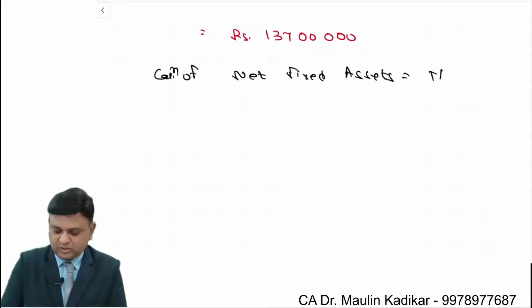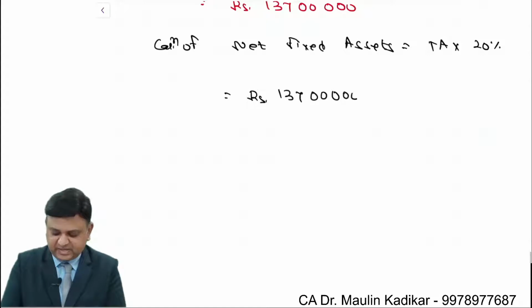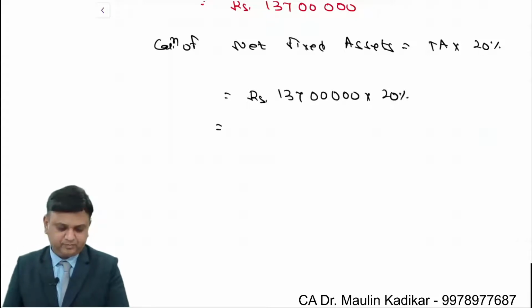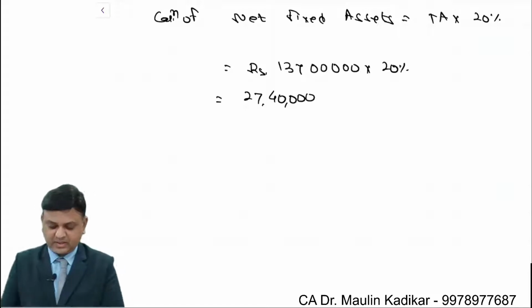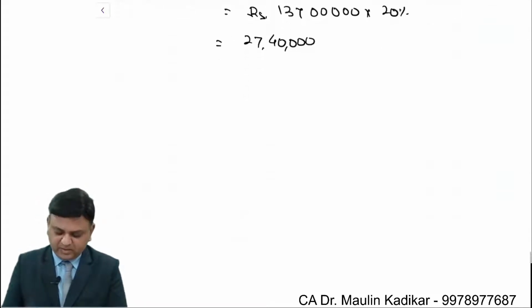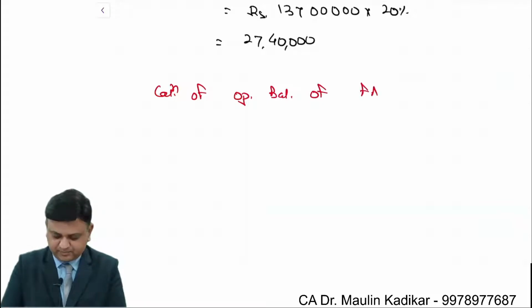It is equal to total assets into 20%. That is 137 lakhs into 20%. That is 27,40,000. And we can compute the opening fixed asset. Calculation of opening balance of fixed asset.